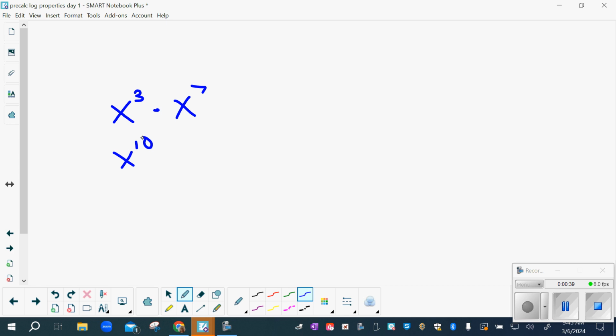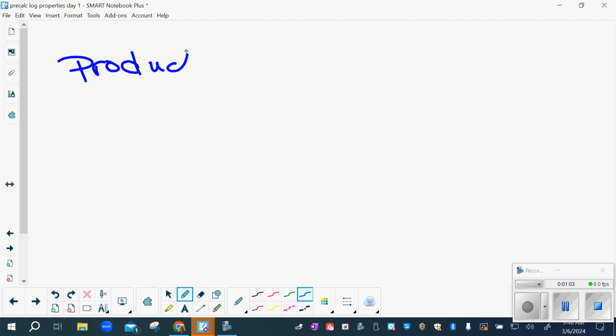So there are 3 properties that you need to know, and we're going to talk about how to write logs out the long way. That's called expanding them, and how to squish them. So the first property that we are going to talk about is called the product property.